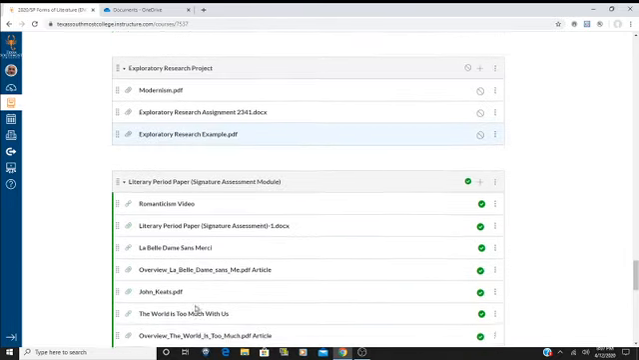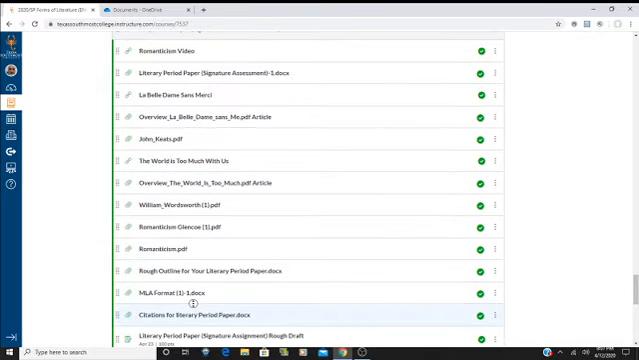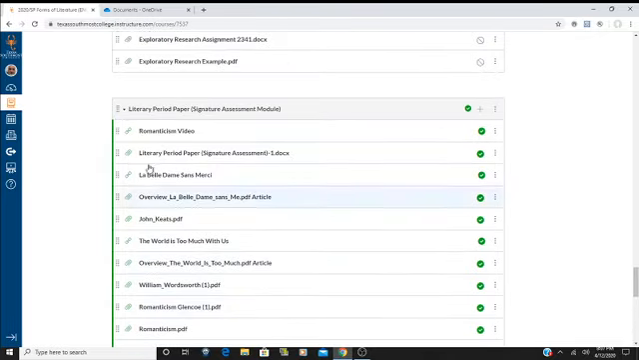Now, I'm going to scroll down to our next thing that we have to do. And it is the literary period paper. And this is our signature assignment. This is the biggest assignment of the year. And we absolutely have to have it done. But I've done everything I can to try to make it a little bit easier for you.